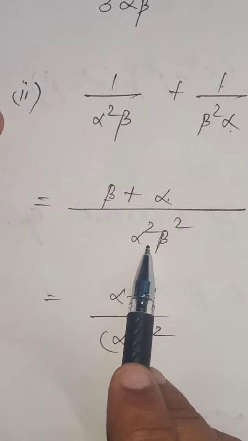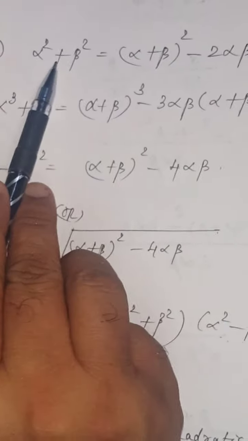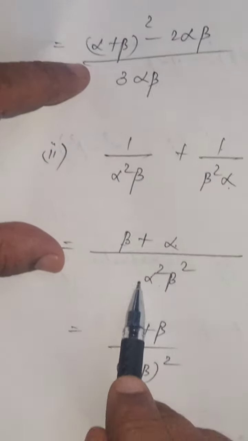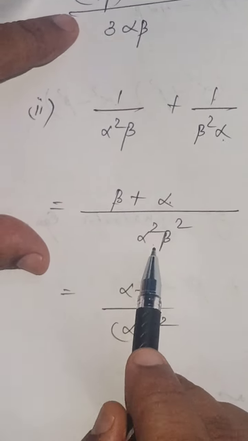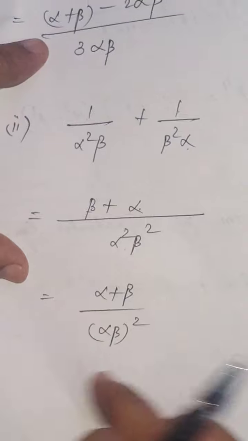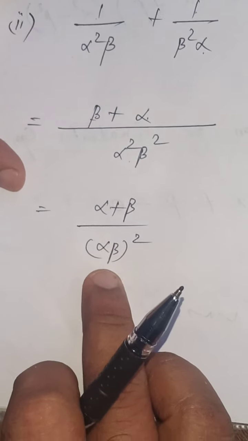Suppose it were alpha square plus beta square, then you would have to apply this identity. Okay, plus sign is there, but this is alpha square into beta square. This itself can be written as alpha beta the whole square. Look at the final expression in terms of alpha plus beta and alpha beta.